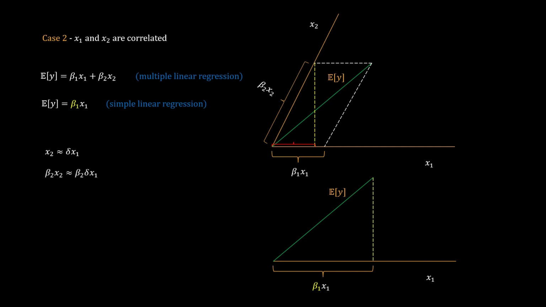Now the projection of beta 2 times x2 on x1 will be simply beta 2 times delta, because beta 2 is just a scalar. This part, beta 2 times delta right here, is the amount of bias that gets added to beta 1. So we can write that beta 1 in the case of simple linear regression is equal to beta 1 of multiple linear regression plus the bias term.